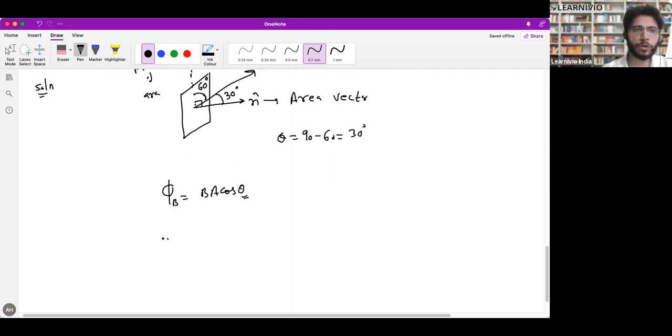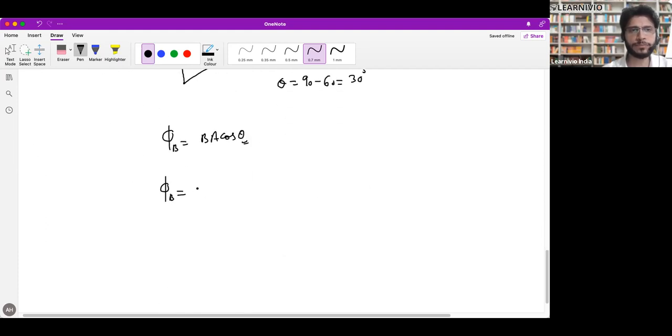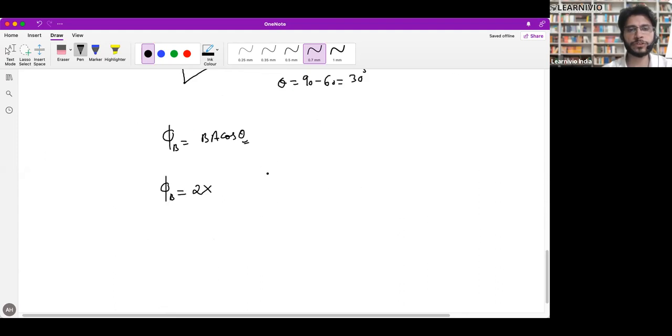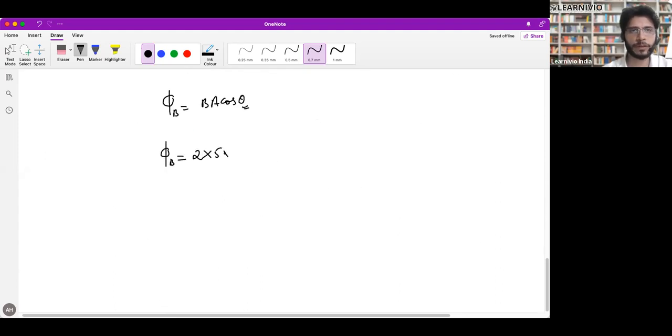Now you can substitute all values. How much is magnetic field? It's 2 Tesla. How much is area? It's 5 meters square, then cos 30. So you will get magnetic flux is 10. Cos 30 is root 3 by 2. So it's 5 root 3 Weber. Is it clear? Yes, sir.